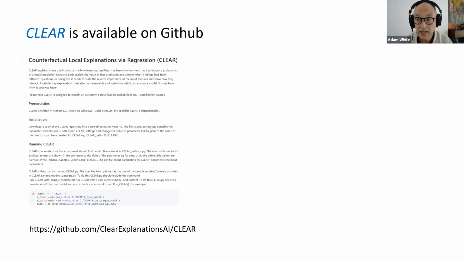CLEAR is available on GitHub, and we've included instructions on how to download it. It is a research prototype, so it's not a robust commercial product, but people have successfully used it. And if you want to, please have a go. And if you have any problems, I'm very happy to receive emails and give advice on how to interpret it and so forth.